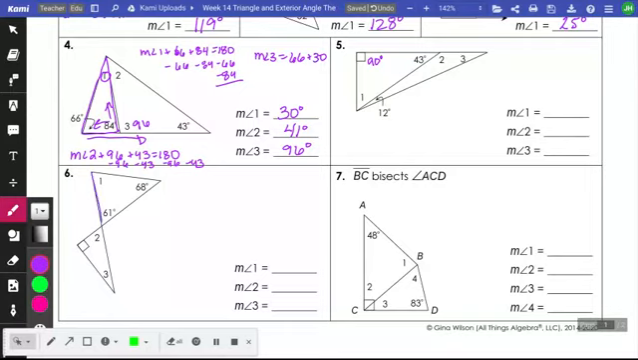If you look at that triangle, we know all three angles in there. So the measure of angle 1 plus 61 plus 68 has to equal 180.